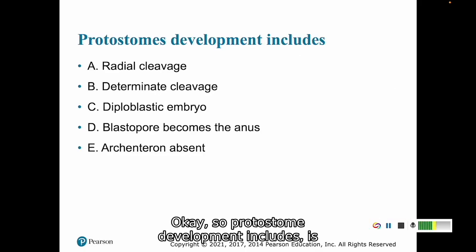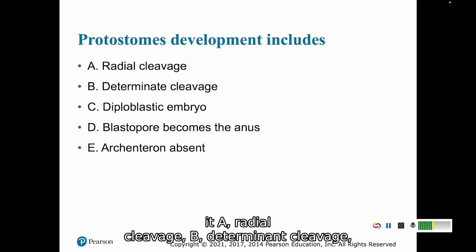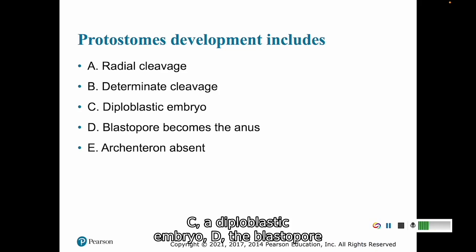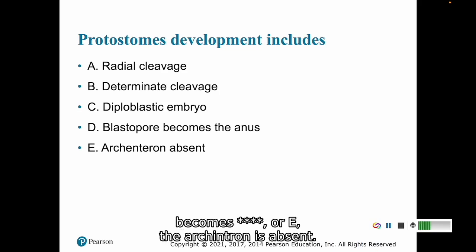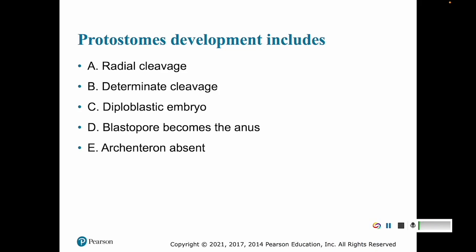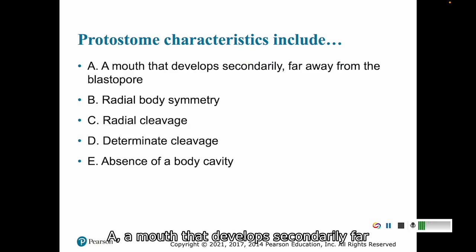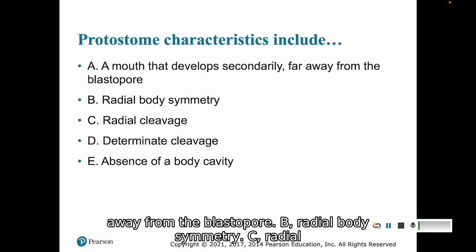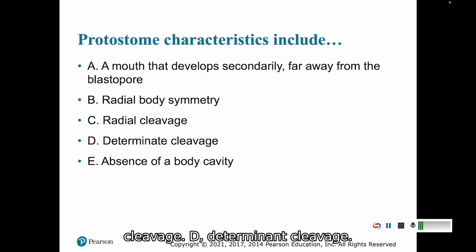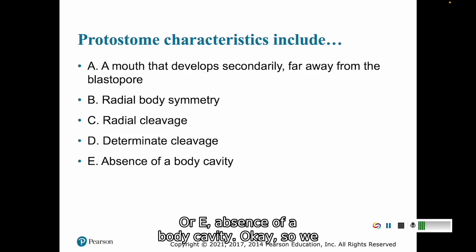Okay, so protostome development includes, is it A, radial cleavage, B, determinate cleavage, C, a diploblastic embryo, D, the blastopore becomes the anus, or E, the archenteron is absent. And protostome characteristics include, is it A, a mouth that develops secondarily far away from the blastopore, B, radial body symmetry, C, radial cleavage, D, determinate cleavage, or E, absence of a body cavity.